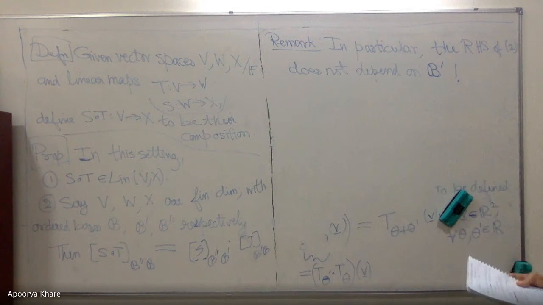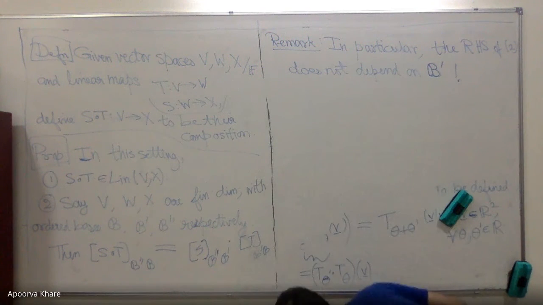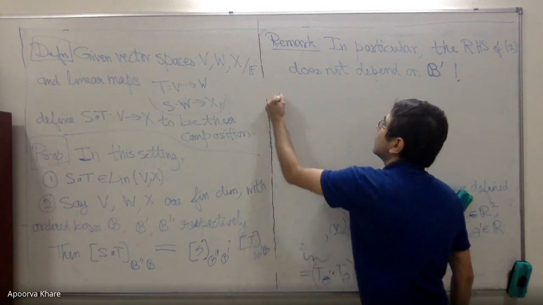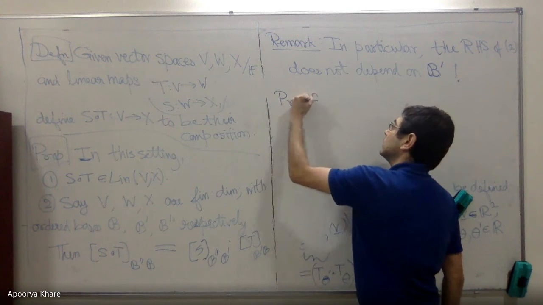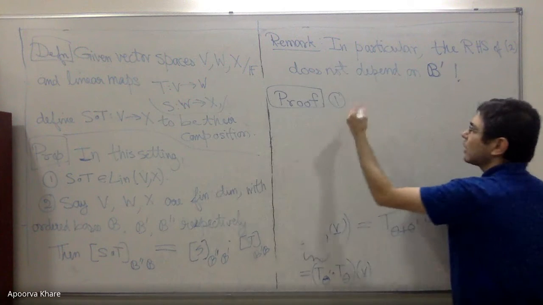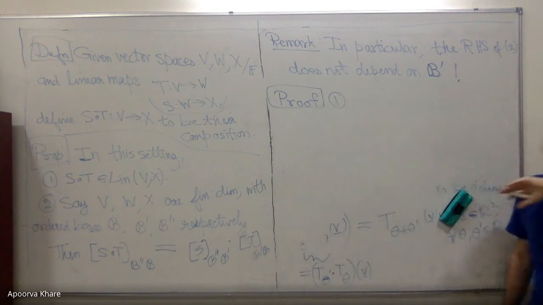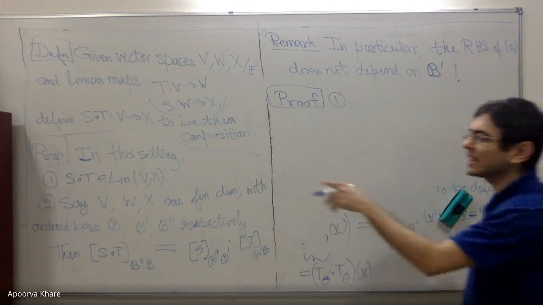Okay, proof. I think that's it. So proof. So let's just do this step by step. The first one is that it's linear. So how do you check it's linear? You look at both sides. You evaluate this at C times V plus V prime.